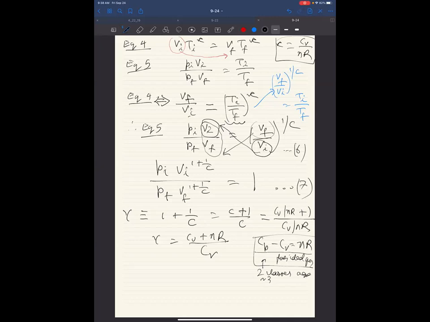In general, CP is always more than CV, but in general, CP is not CV plus NR. In general, it's something else. And the derivation, for those of you who are watching the video later, I wrote on the blackboard. This is exactly something we did in class around 2 classes ago. So we got something. This gamma that we just defined is actually the ratio of CP by CV for an ideal gas.